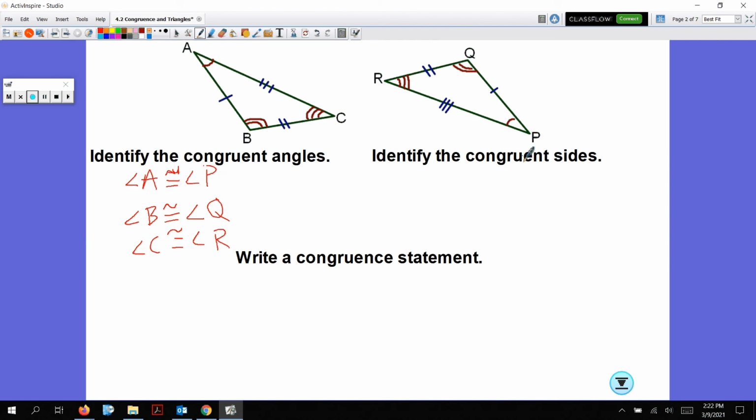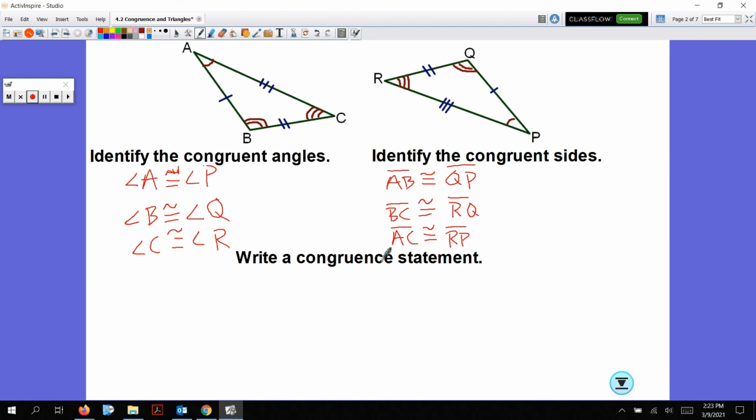Now when we're talking about sides, a side is a segment. There's one hash mark in segment AB, so AB is congruent to, we're looking for one hash mark over here, QP. Go back to my original triangle. BC has two hash marks, so segment BC is congruent to RQ. Last one, AC, three hash marks. That is congruent to RP.